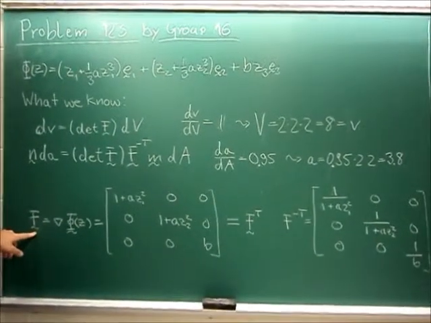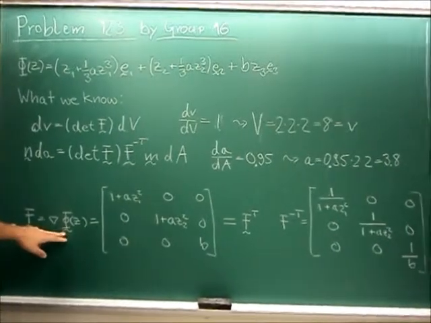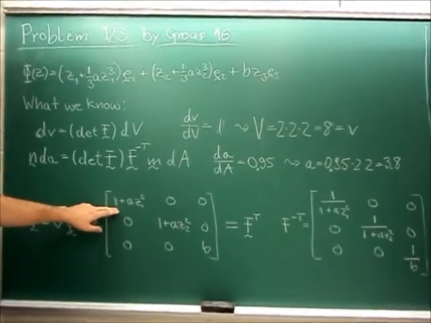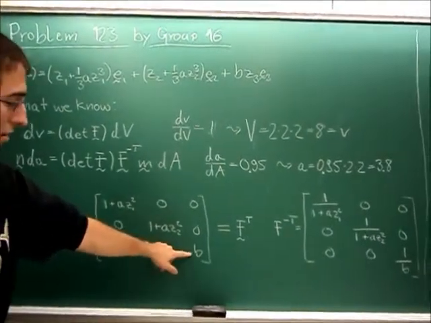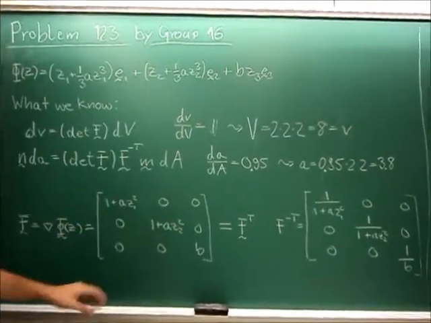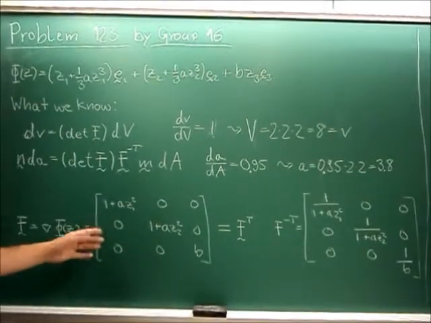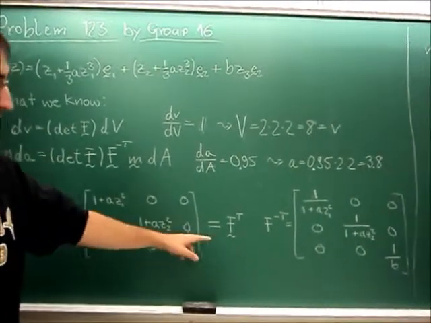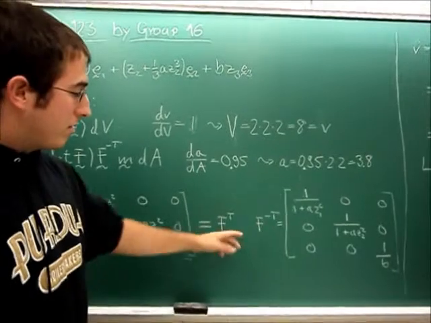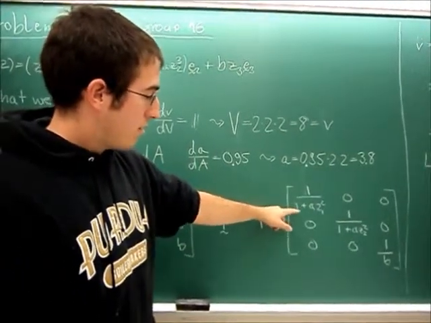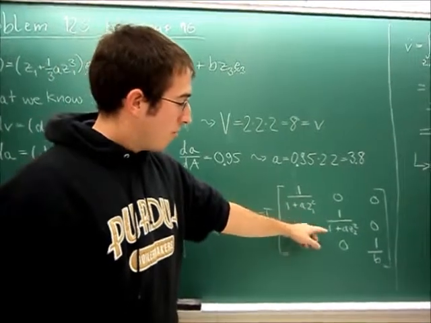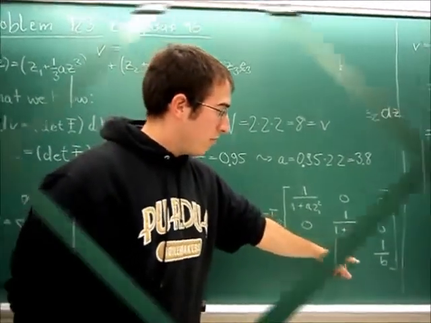F equals the gradient of our deformation map. You can see that here. We have 1 plus a z1 squared, 1 plus a z2 squared, and b on the diagonal and everything else is 0. This is a symmetric tensor, so that's also equal to the transpose. For the inverse transpose, we have 1 over 1 plus a z1 squared, 1 over 1 plus a z2 squared, and 1 over b.